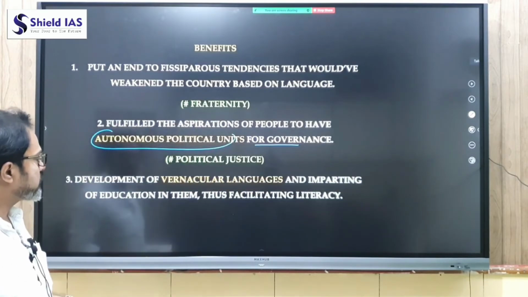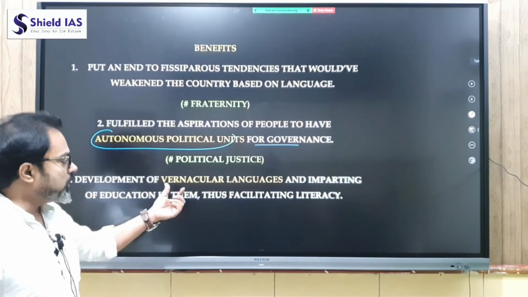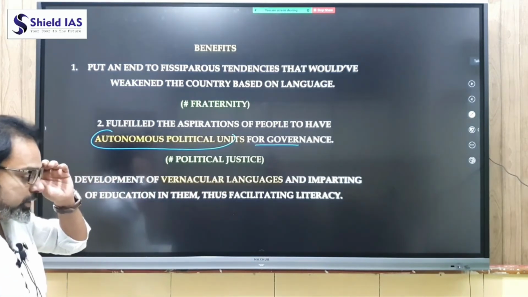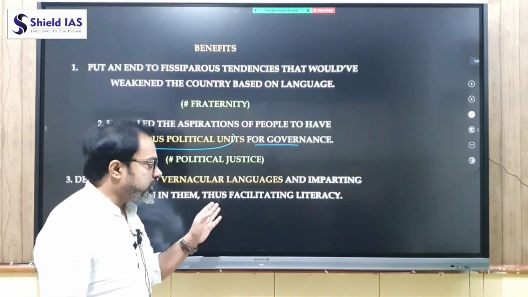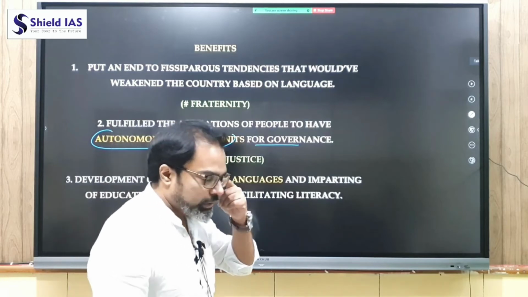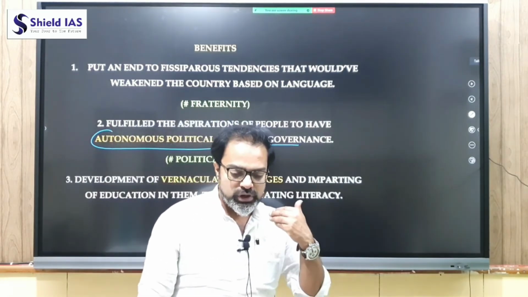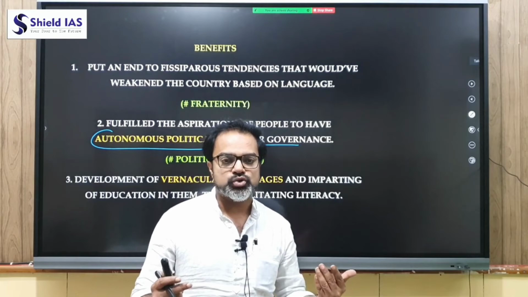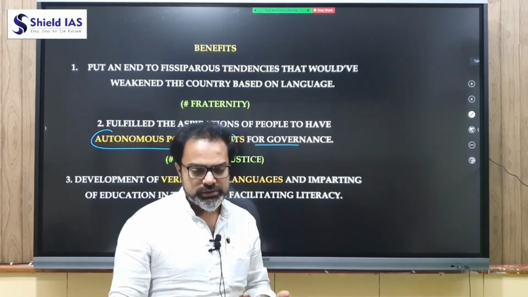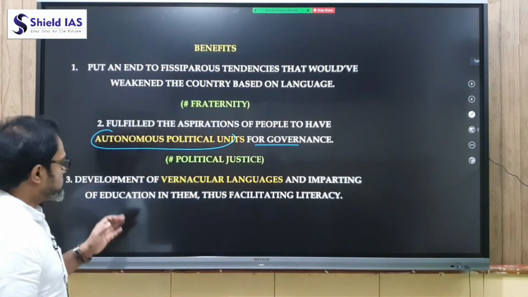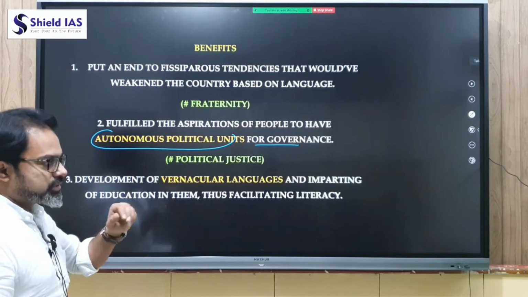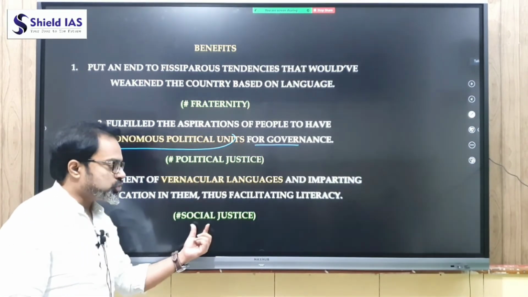Further, development of vernacular languages and imparting of education in them. We started imparting education in vernacular languages, thus facilitating the spread of literacy. If we had confined ourselves to English or maybe one language, we would not have promoted literacy and education to the extent that we have achieved. We also came up with the three language formula. So development of vernacular languages and imparting of education in them, thus facilitating literacy. That means social justice.